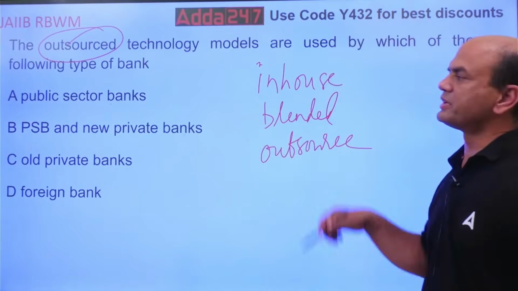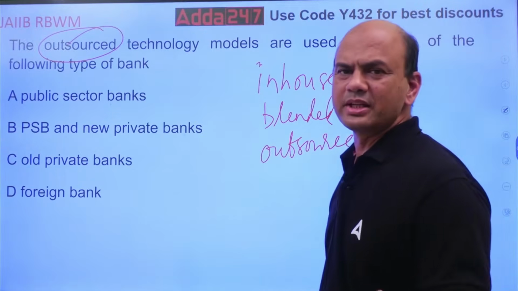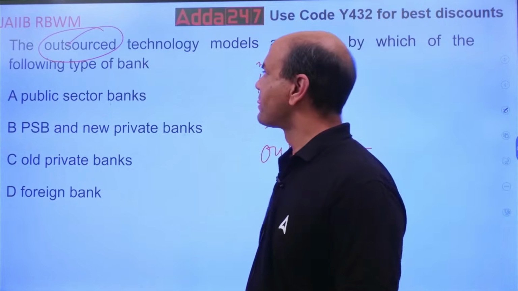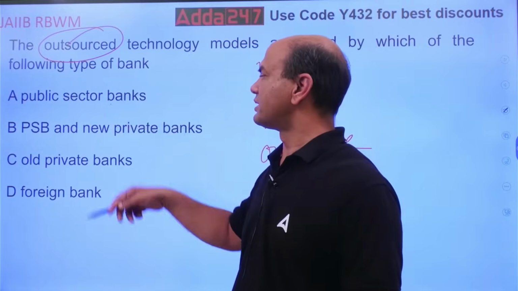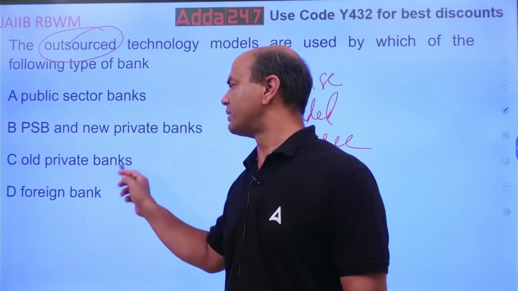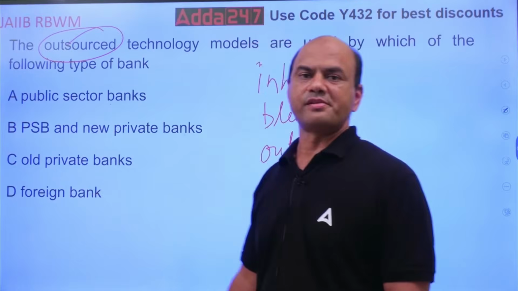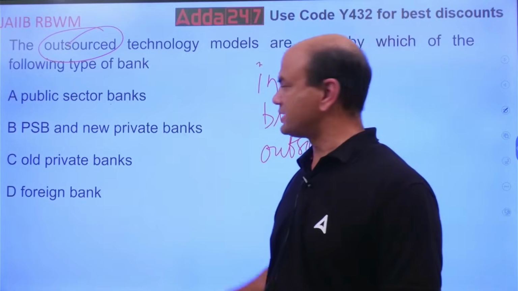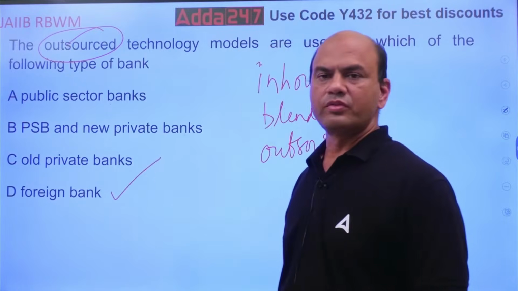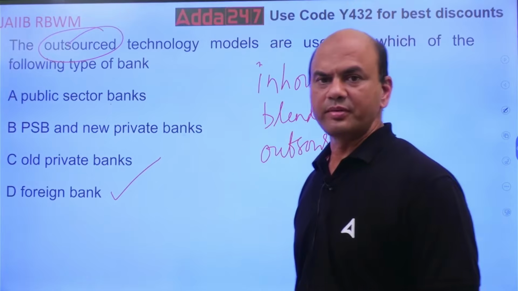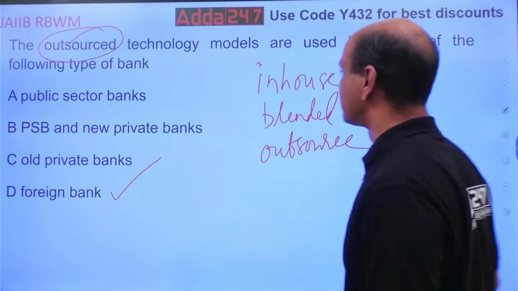So it is followed by which type of bank? Many of you will be able to easily answer this. Outsourced: public sector banks, new private sector, old private sector, and foreign banks. Yes, it is foreign banks. Okay. Foreign banks is the answer.